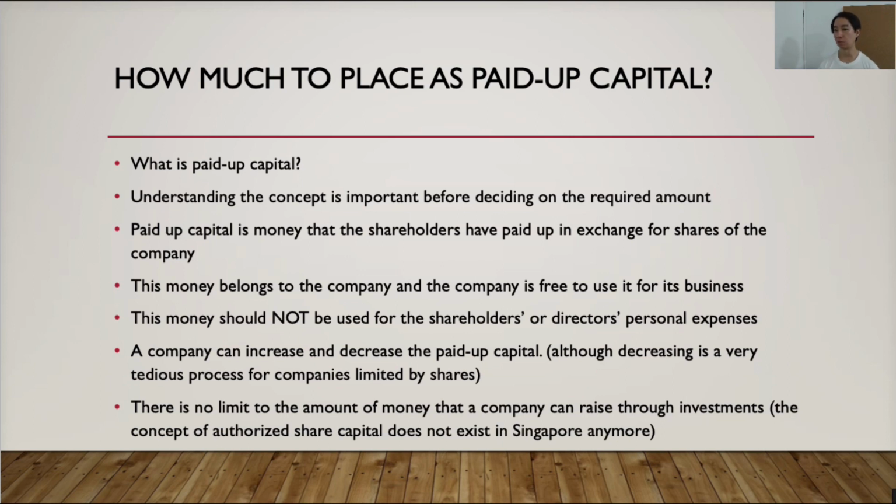So imagine the same scenario whereby the shareholder paid $10,000 for 10,000 shares. The company bank account goes from zero to $10,000. Then the company can use this $10,000 to rent an office. It can buy furniture, renovate the office, and hire staff. Then this $10,000 would be lesser because the company has spent money, maybe left with only $4,000.